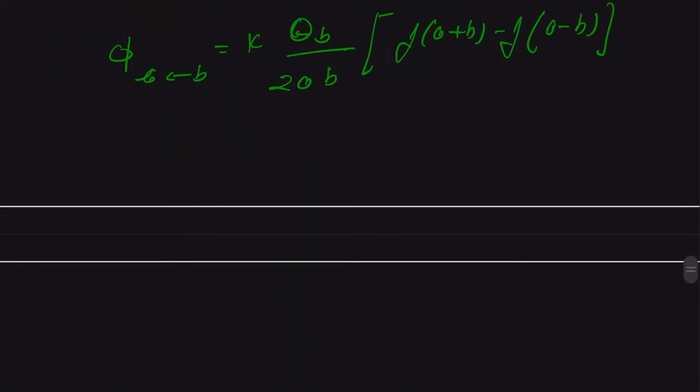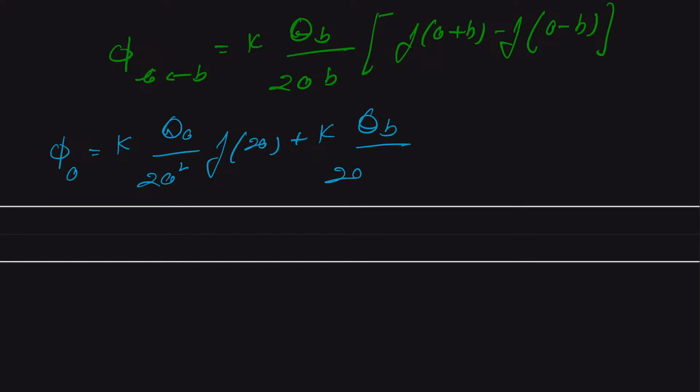Now we simply add them in this particular equation. So we get our potential at A will be equal to K QA upon 2A square function of 2A plus K QB upon 2AB, and this comes as a function of A plus B minus function of A minus B.